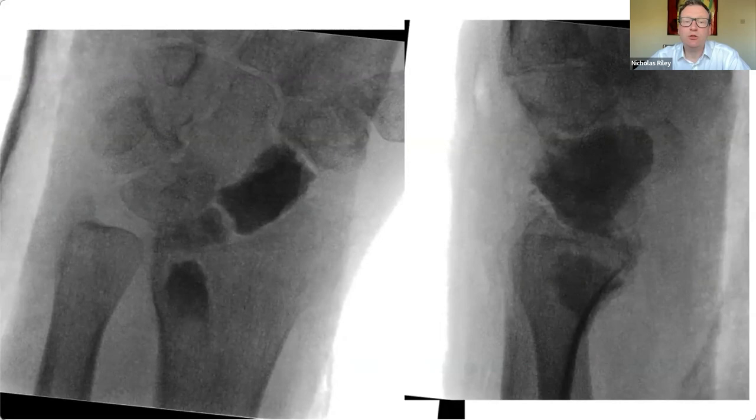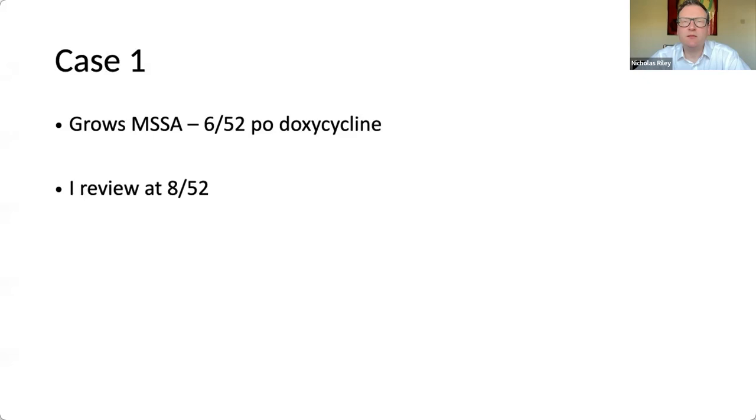So from my debridement surgery, he grows MSSA, and he's prescribed 6 weeks of oral doxycycline. I review him at 8 weeks, and this is important because I don't want to see him at 6 weeks just as he's stopping his doxycycline. I want to see him 2 weeks afterwards. It's important that he's able to have 2 weeks off antibiotics so we get a more accurate clinical picture when I see him in clinic.